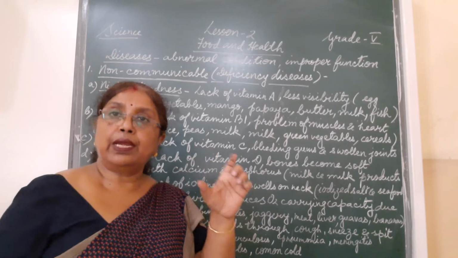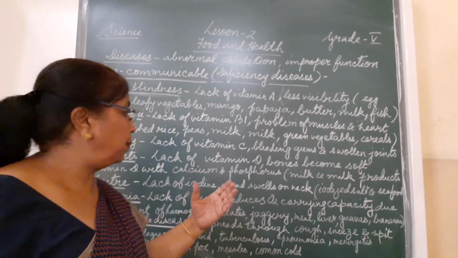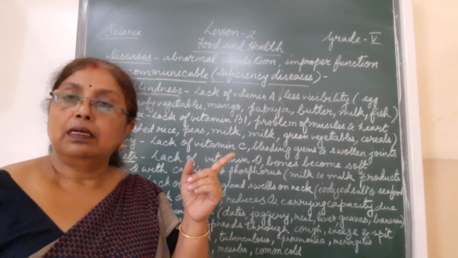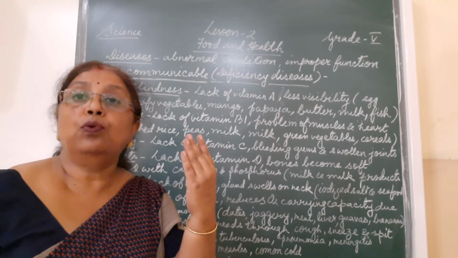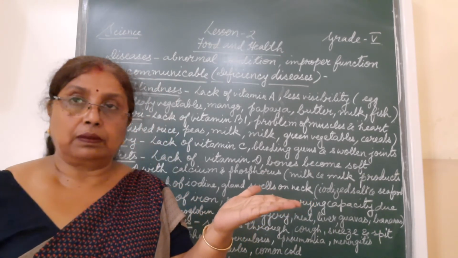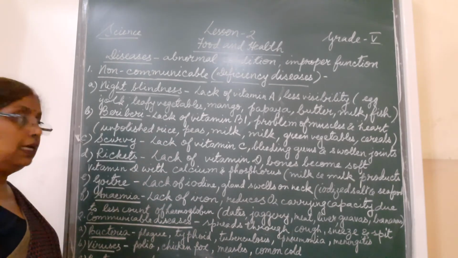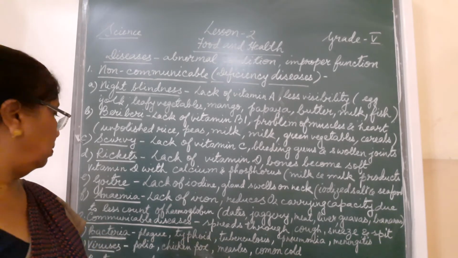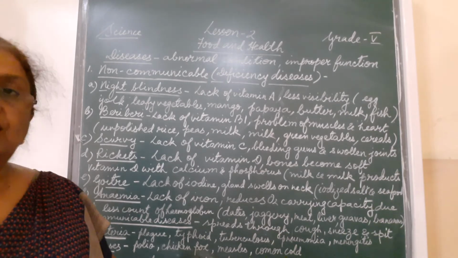Now, which microbes are the reason behind the communicable diseases? We will see. The microbes which are the cause behind the communicable diseases are called germs. First is bacteria, and which diseases are caused by bacteria? Plague, typhoid, tuberculosis, pneumonia, meningitis.